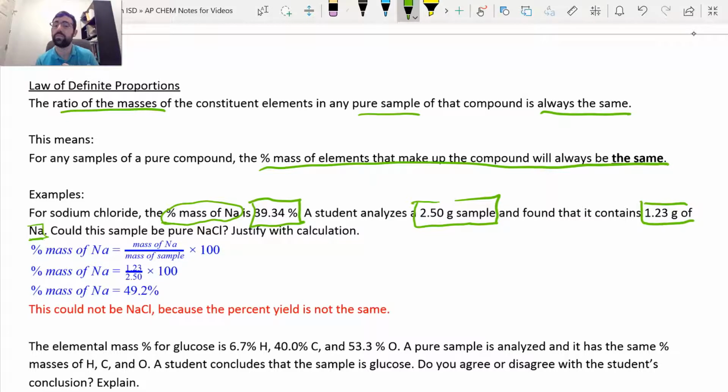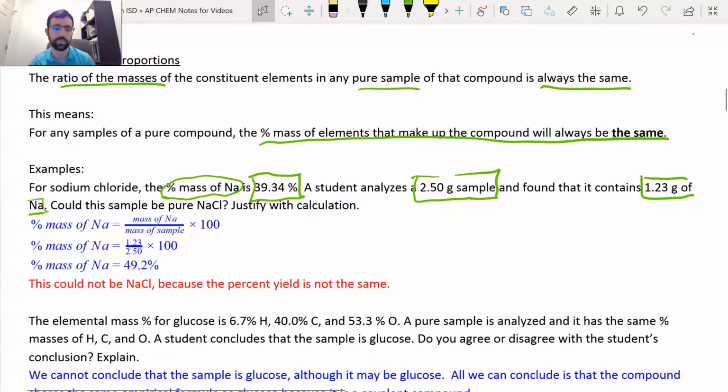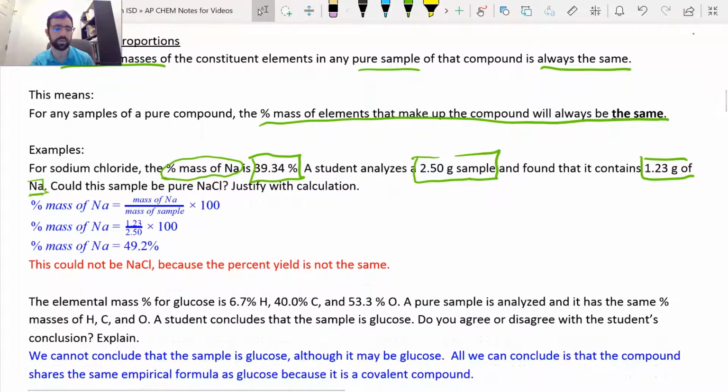Well, based on just what we talked about, you maybe wouldn't know, but we've talked about something called empirical and molecular formula in the past. We have a hydrogen, a carbon, and an oxygen. Those are all nonmetals, and we don't have a polyatomic ion involved in this. So this is a covalent compound. That's important. We cannot conclude that the sample is glucose, although it may be glucose.